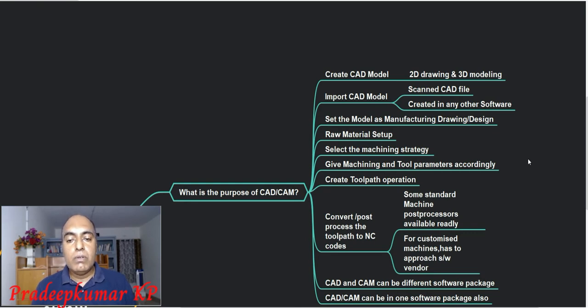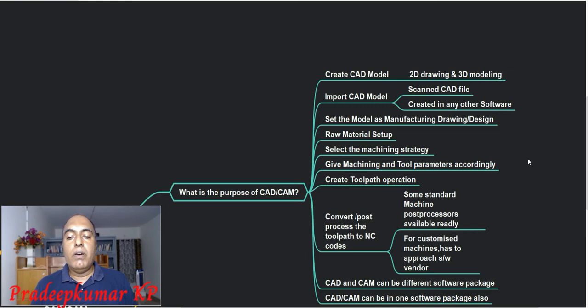Then we have to set the raw material for the machining purpose. Then also we have to select the machining strategy. What machining strategy do we have to follow? Different software have different machining strategies, like profile milling, pocket milling, profile cutting, area clearance, relief machining, rough milling. Many different machining strategies are available with different kinds of software. So we can select which strategy is going to suit that particular application.